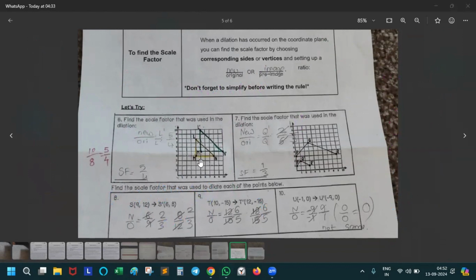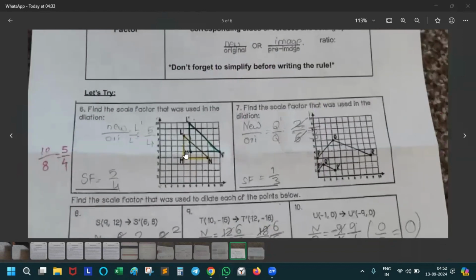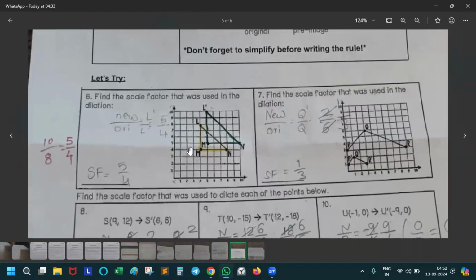Like, I used to get stuck on this for the scale factor. Yeah. Okay, let's click on the system language. Okay. Before doing any of that, choose a point.